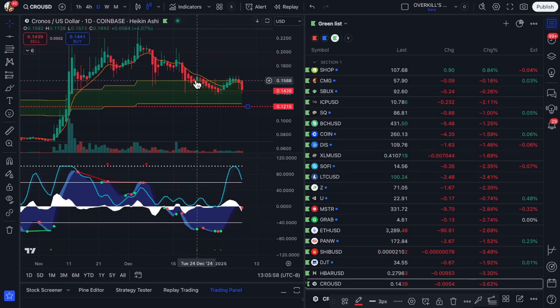You could have added here at 15, 16. You could have added here at around 14. Okay, and now we're sitting right at 14. Your average price should be around 15 cents right now. So you're just barely down right now.